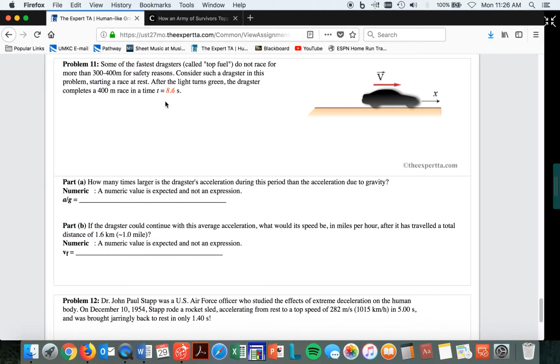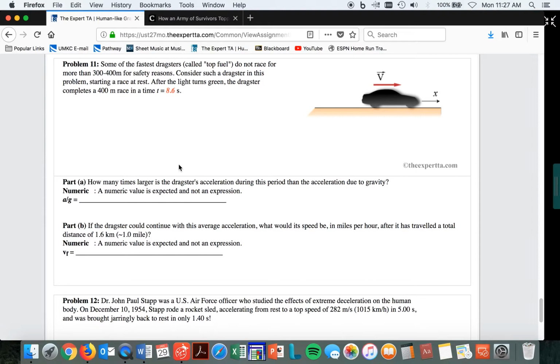It says some of the fastest dragsters, called top fuel dragsters, race from a standing start. After the light turns green, the dragster completes a 400-meter race in a time of 8.6 seconds. A lot of people were getting this wrong because they were saying x equals 400 and the time is equal to 8.5 seconds.